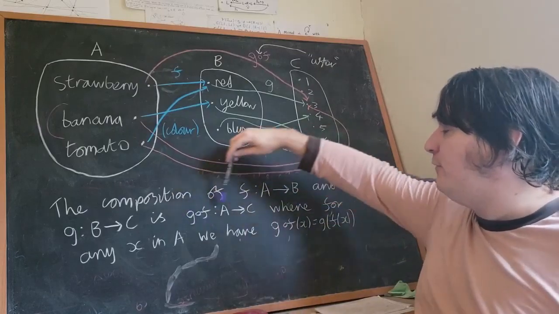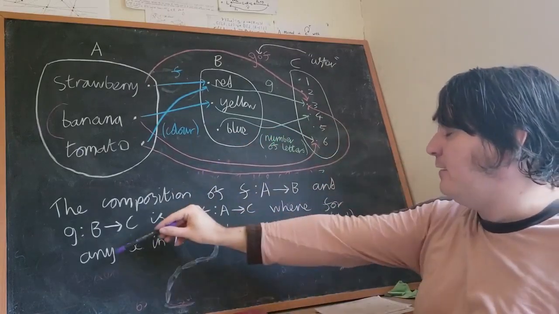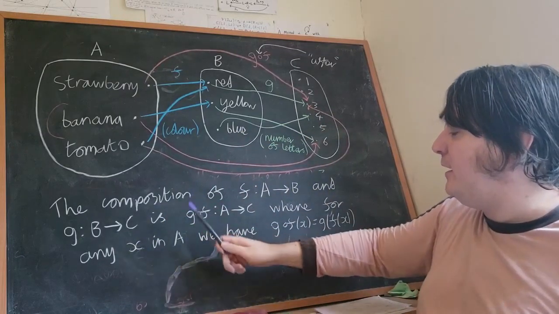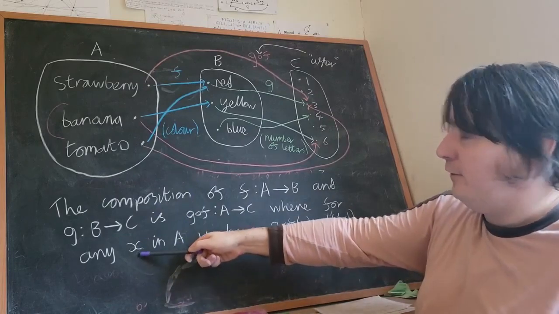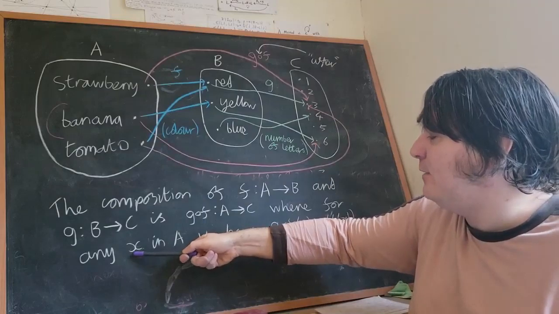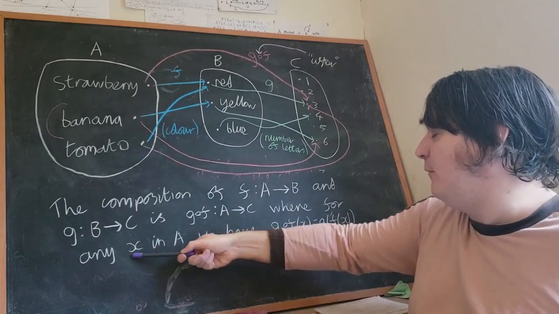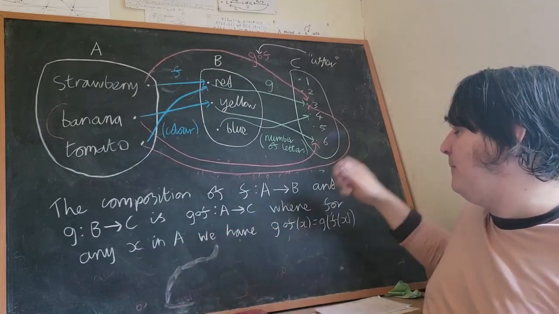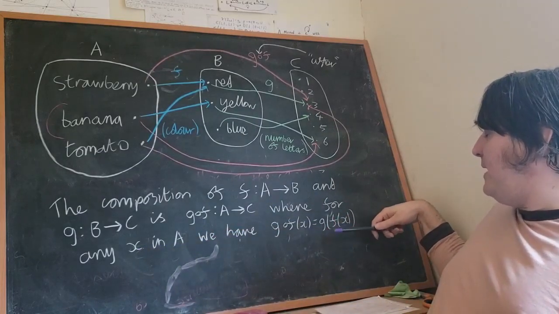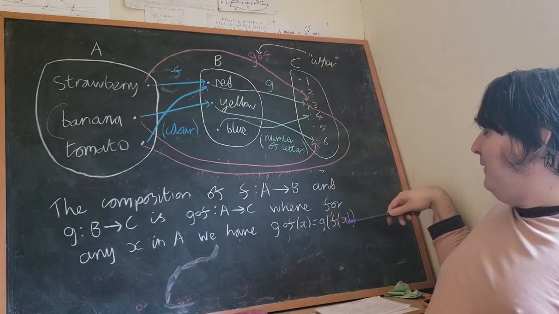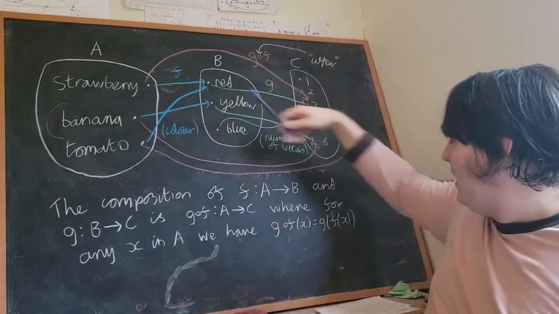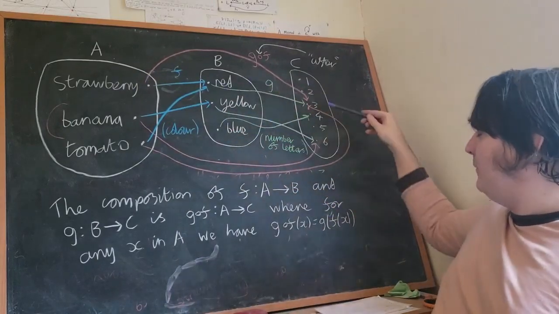But how is this function defined? Well, this says how it's defined. It's defined so that for any element x in A, so in this scenario, for example, x might be strawberry, but x could really be any element at all of this set A. Well, for any element x in A, doing g after f on x is defined to be what we get if we do f on x and then we do g on that.